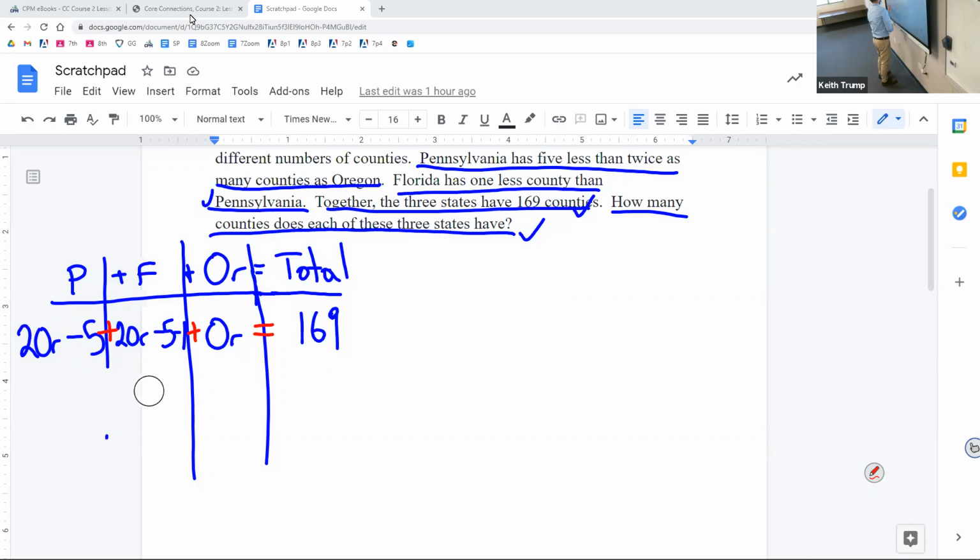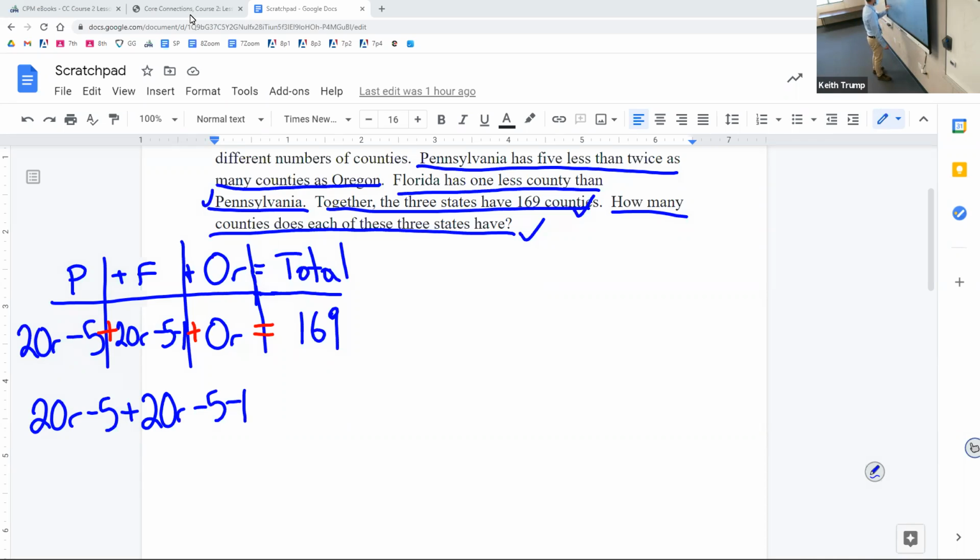Let's go ahead and add them together to create an equation. We've got 2 OR minus 5 plus 2 OR minus 5 minus 1 plus OR equals 169. First step, so we have 1 variable now. We're going to solve for 1 variable, OR, okay? The first step in solving for 1 variable is to combine like terms and simplify. So I've got some like terms here.